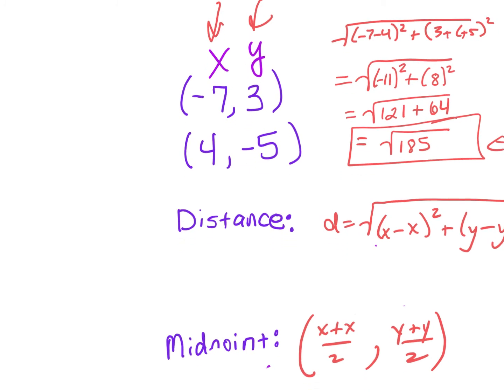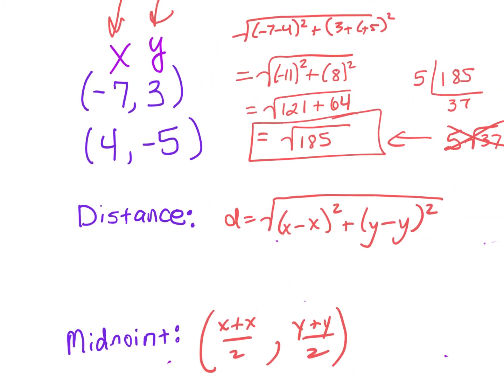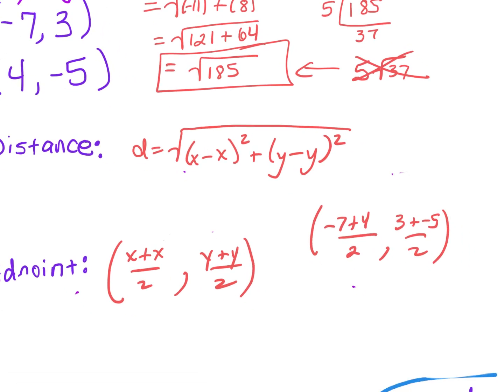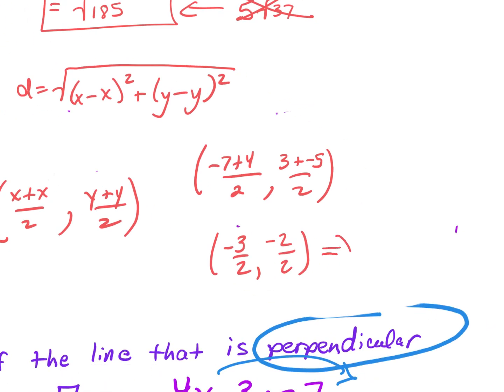All right, if we're talking about midpoint, my 2 x's are negative 7 and 4. So negative 7 plus 4 divided by 2. And my y's are 3 and negative 5. So 3 plus negative 5 divided by 2. What is negative 7 plus 4? Negative 3 over 2. 3 plus negative 5 is negative 2 over 2. So your midpoint is negative 3 over 2, comma, negative 1.